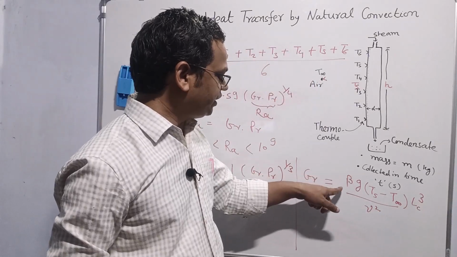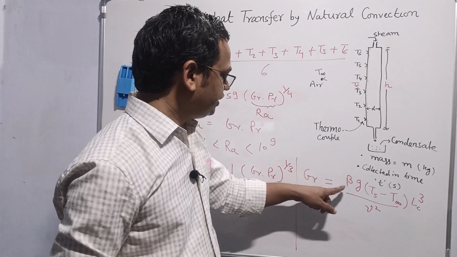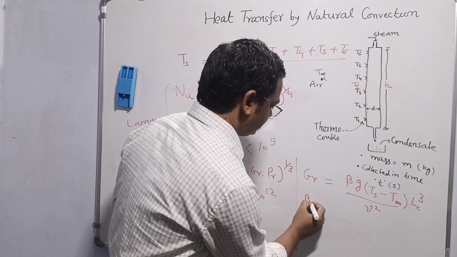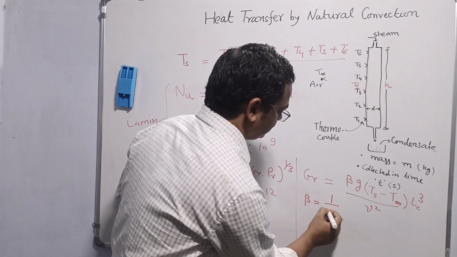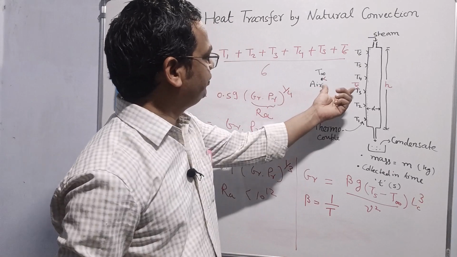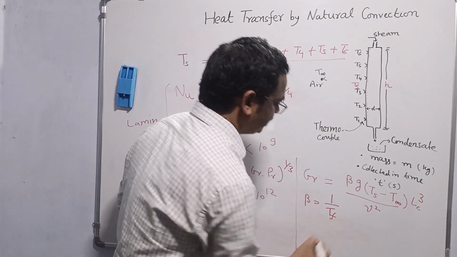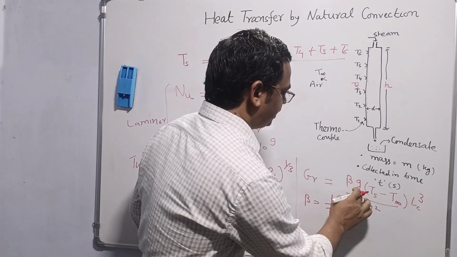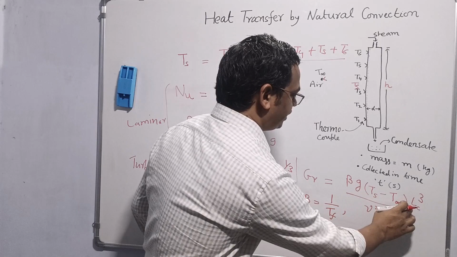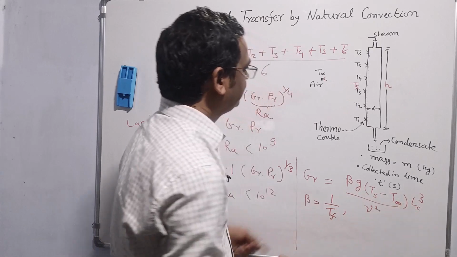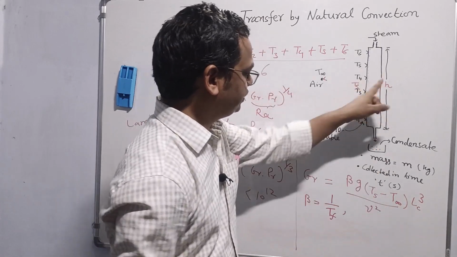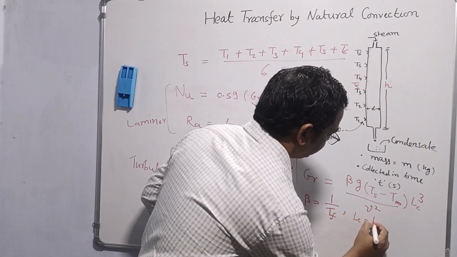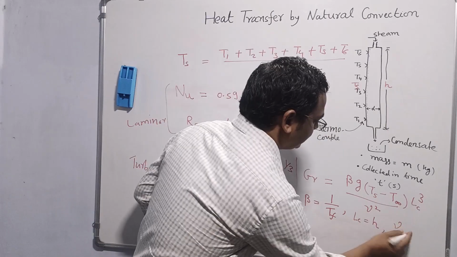Here beta is the volumetric expansion coefficient. For the ideal gas, this is just the inverse of the temperature, the temperature of the film, Tf. g is the gravity, 9.81 meter per second square. Lc is the characteristic length. In this case, Lc is H. In the vertical case, it is H. And nu is the kinematic viscosity.